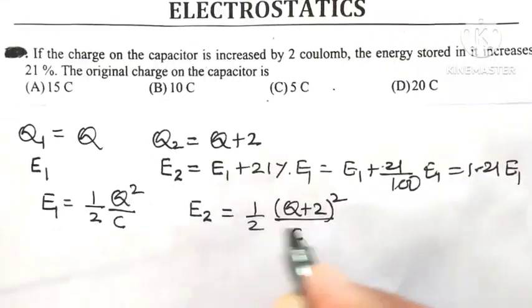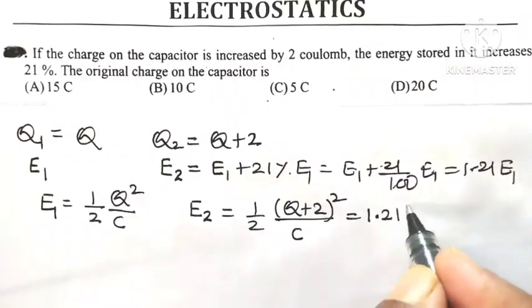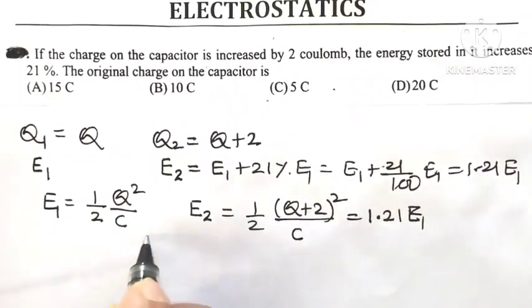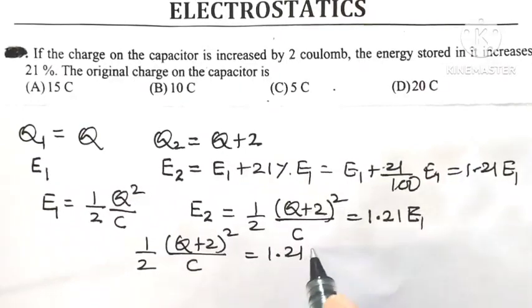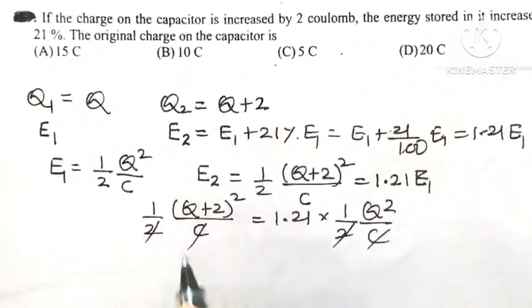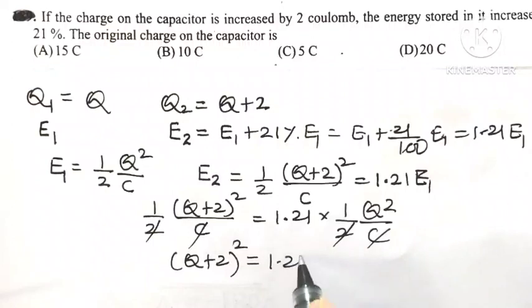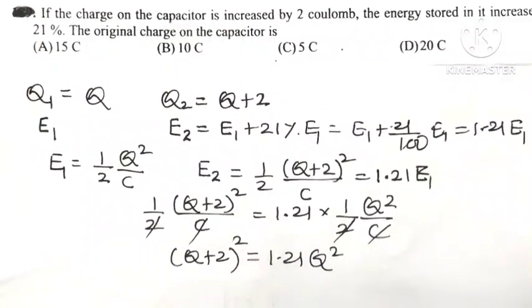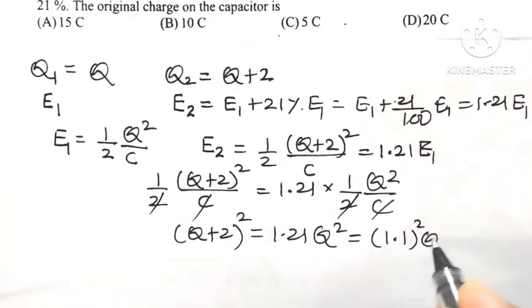But it was given that this E2 is equal to 1.21 times E1. It means half of Q plus 2 whole square divided by C is equal to 1.21 into E1, which is half of Q square divided by C. So the C and 2 on both sides get cancelled. We are left with Q plus 2 whole square is equal to 1.21 into Q square. Taking square root on both sides, 1.21 means 1.1 square, and it is Q square.